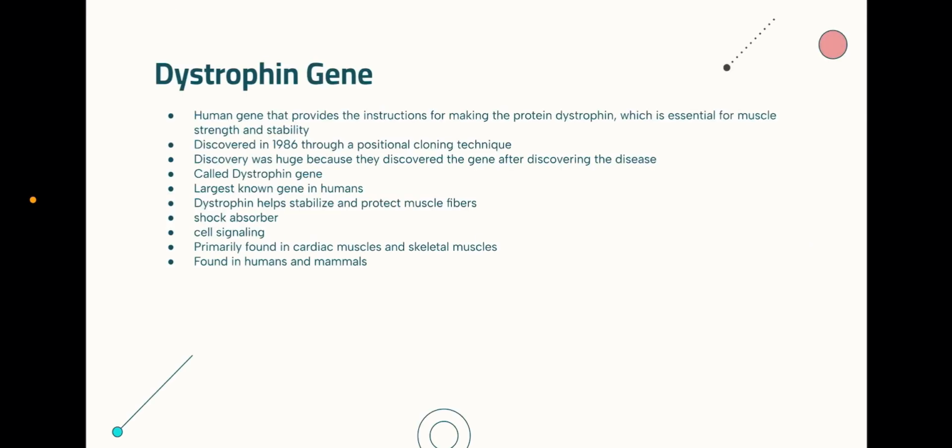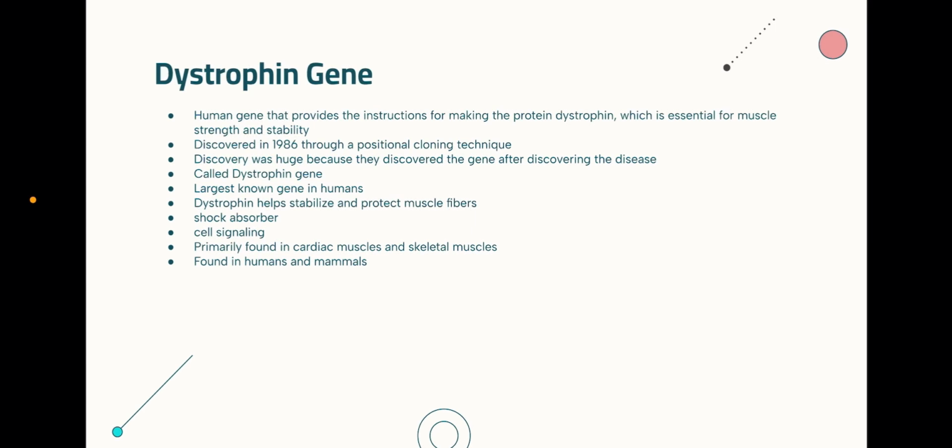So, just to start off with the general information, this DMD gene, it's also known as the dystrophin gene, and it is a human gene that provides the instructions for making the protein dystrophin, which is why it has the name it has. And that is very essential for muscle strength and stability. Like I said, it's crucial for strengthening and protecting your muscle fibers.